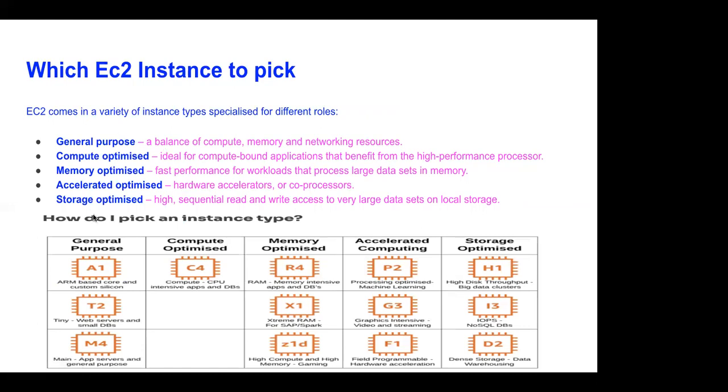A general brief about these: when we say compute optimized, this is ideal for compute bound applications that benefit from high performance processors, when you want to process something very quickly. Memory optimized gives fast performance for workloads. Then storage optimized. So you see these 5 categories, and in these categories there would be series like T2 micro, T2 mini. Based on what you want to do, you can pick an instance accordingly.